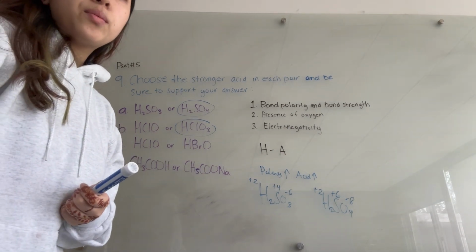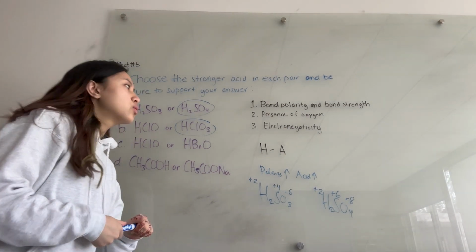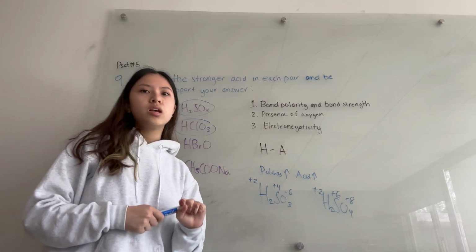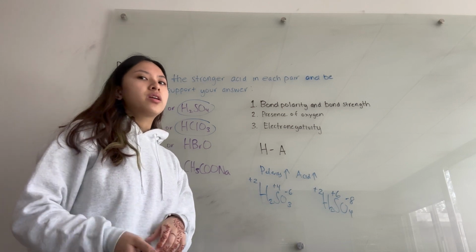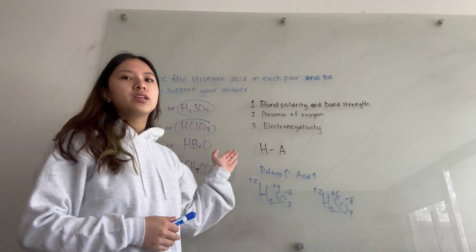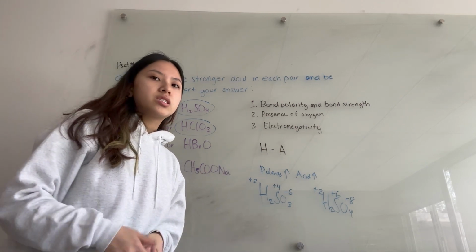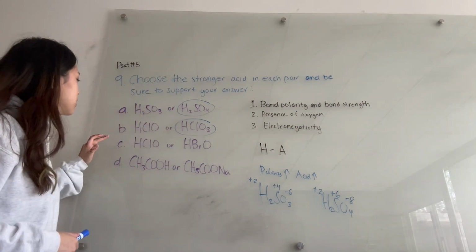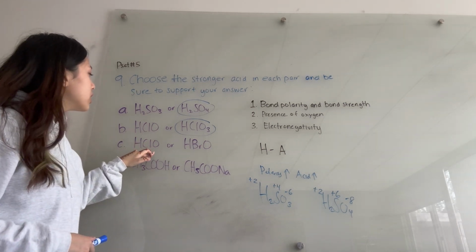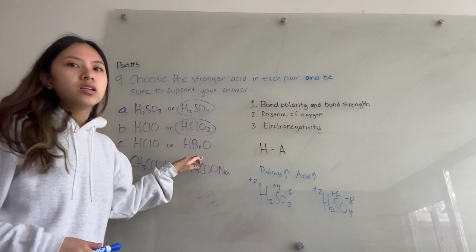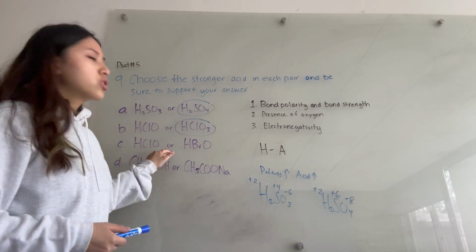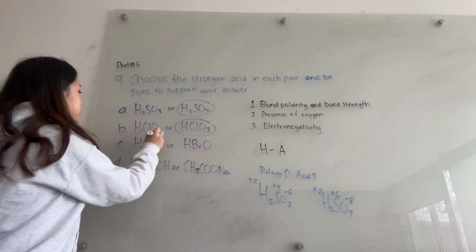Next, we can talk about electronegativity. So as electronegativity of the element increases, the element is able to pull more electrons away, which increases the polarity, making it easier to donate protons. And therefore, as electronegativity of an element increases, the acid strength increases. And we can apply this to part C, where if we look on the periodic table, chlorine is more electronegative than bromine. So based on the electronegativity trends, HClO is a stronger acid than HBrO.